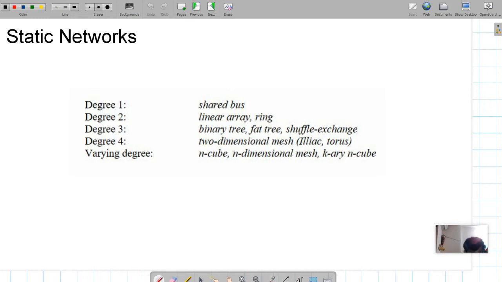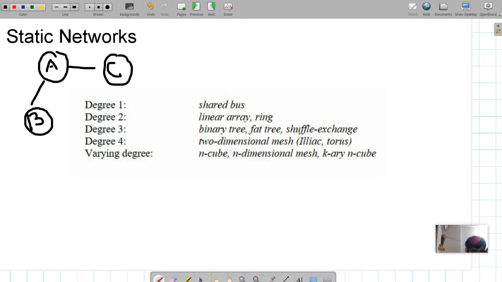For example, say you have a node A which is directly connected to two other nodes, say node B and node C. In this case, the degree of node A is, can you please tell? If you can figure it out, write it into the chat box. I will pause for a second here.